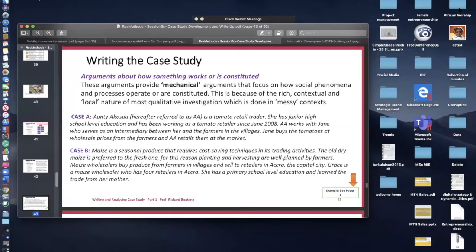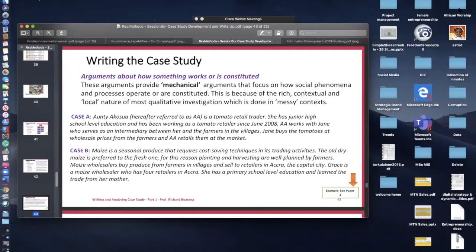And AA, hereafter referred to as AA, is a tomato retail trader. She has junior high school level education and has been working as a tomato retailer since June 2008. AA works with Jane, who serves as an intermediary. All this is to tell you how the business works, the how part of the business.